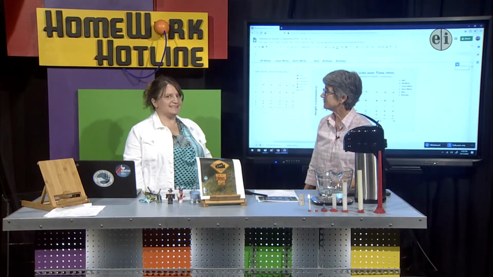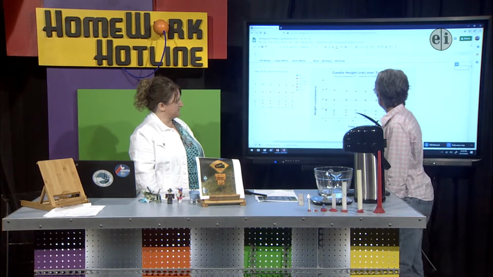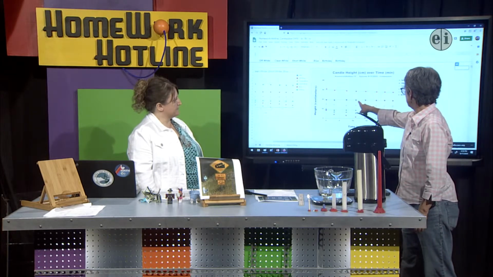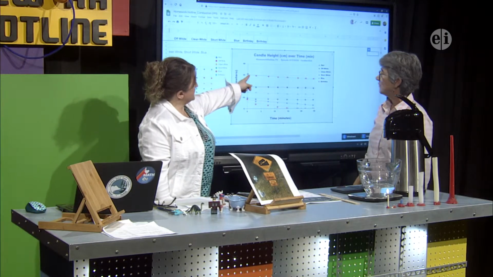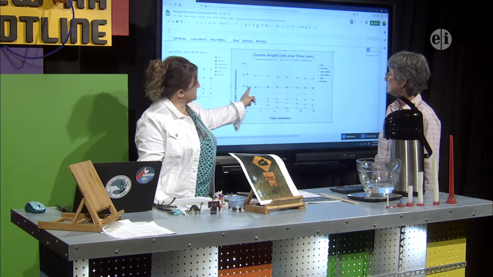Which one burned the least amount? Can you tell? The least amount would be the flattest, and this guy right here, I think this pink line. Oh, and if I look up here, I can check it out, because there's a legend. Pink? I don't know that we went with pink. The first chart had different colors. So the first one is the red candle, and this is the off-white candle.